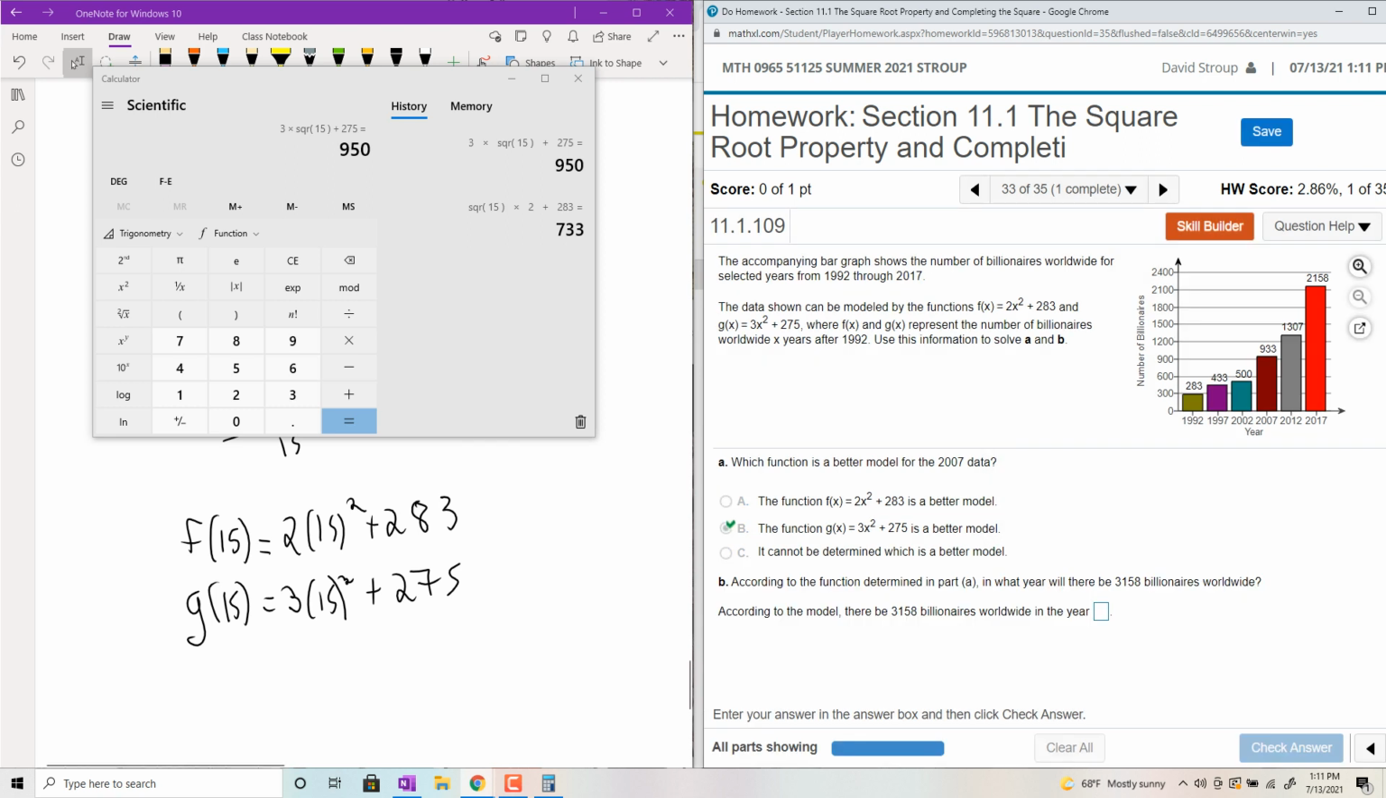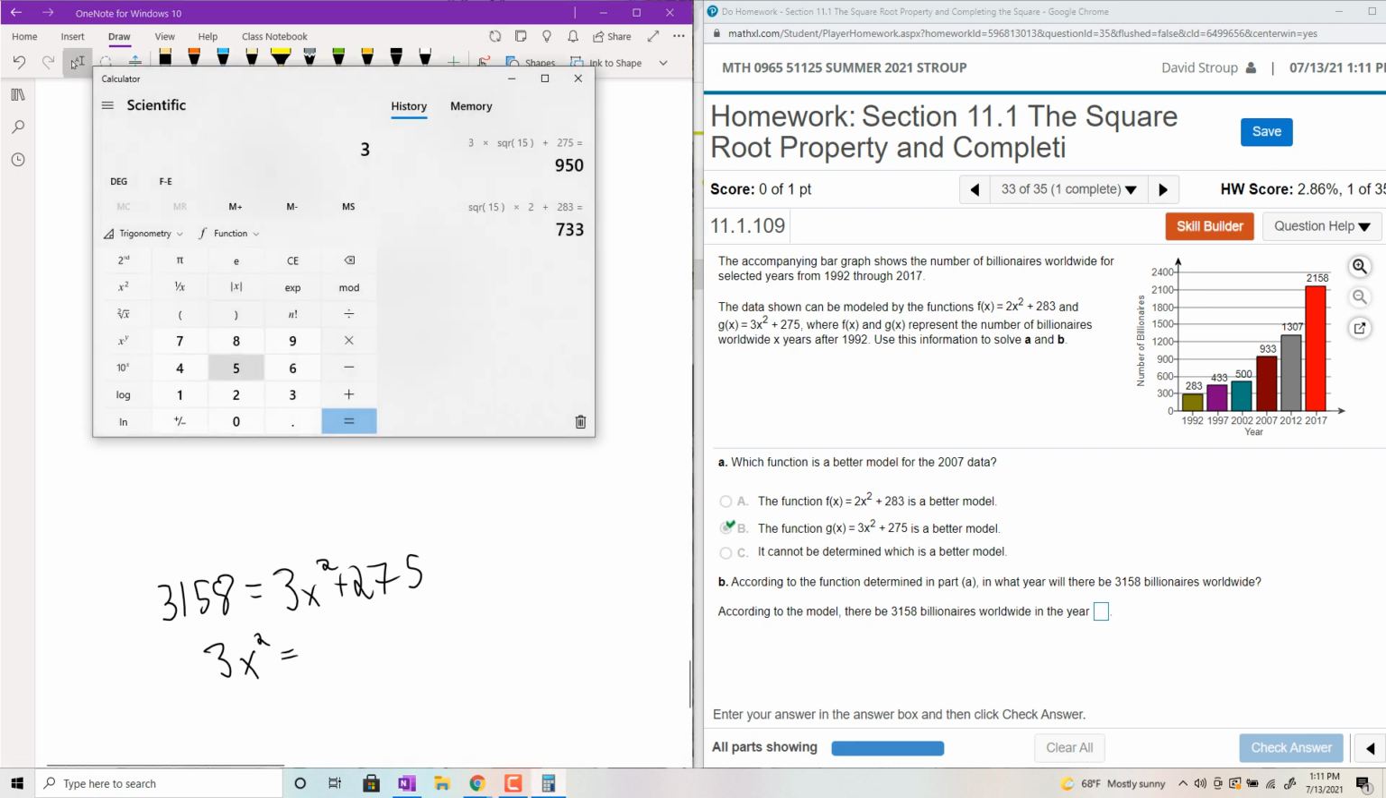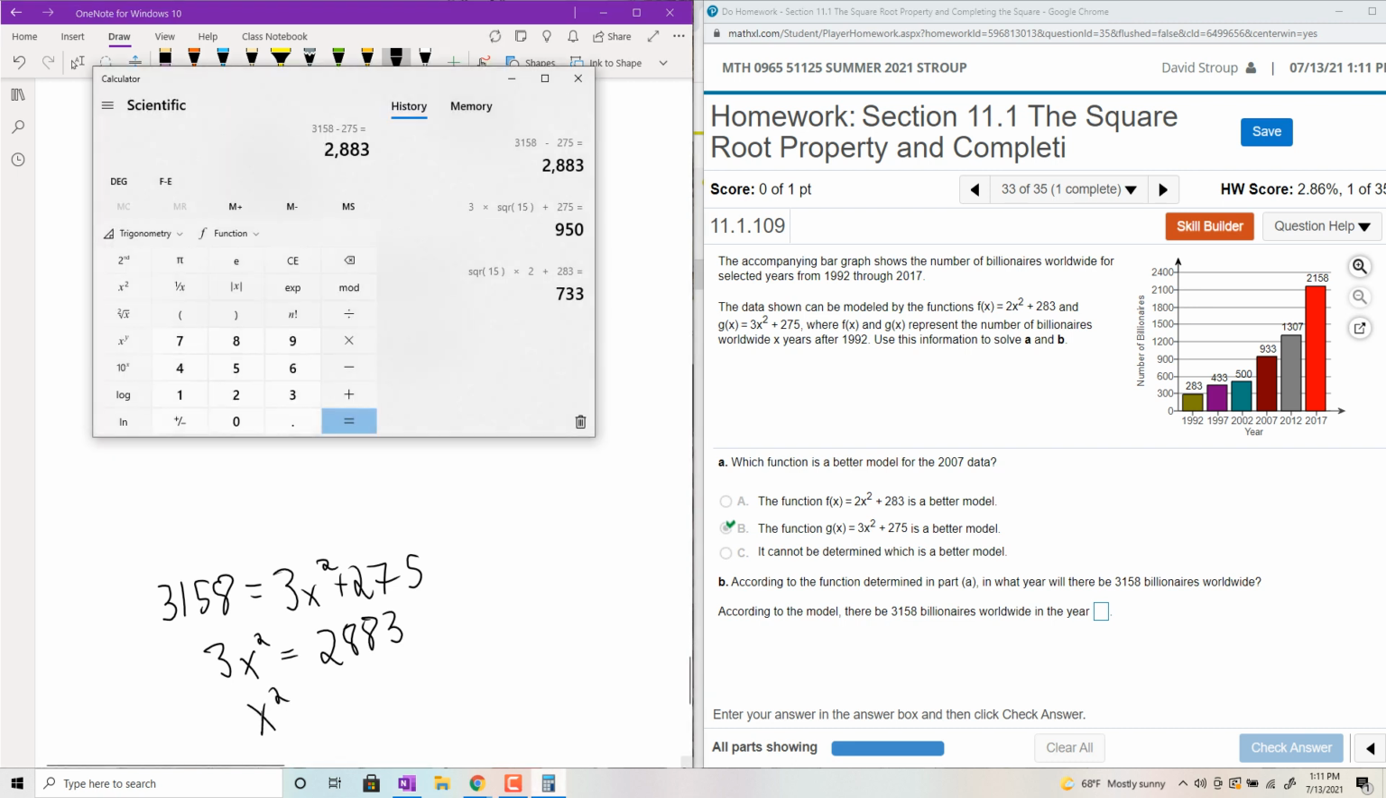According to the function from part A, in what year will there be 3,158 billionaires? So 3,158 equals 3x squared plus 275. I'm going to move the 275 over. 3,158 minus 275 is 2,883. Divide by 3, hopefully. It's 961.